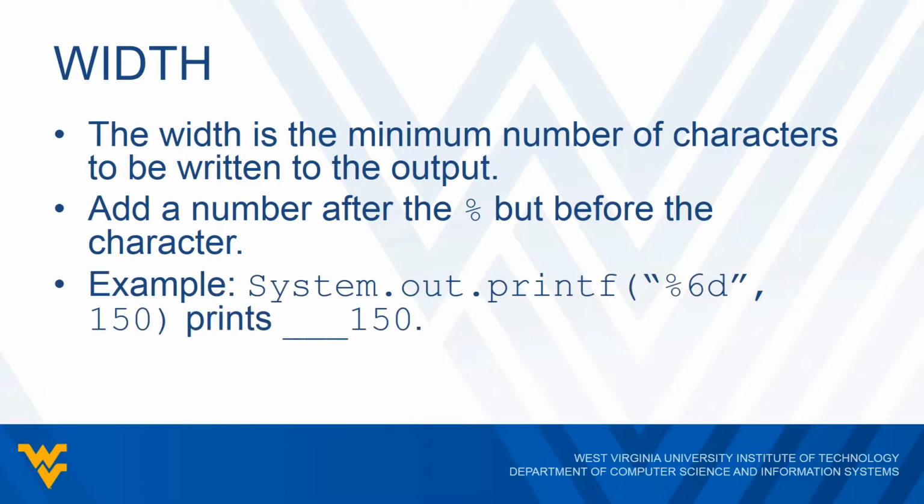So if I want to print a number that has 6 spaces, or at least the width is 6, is probably a better way to phrase it, I would do system.out.printf and then %6d. And remember, once again, this d is going to correspond to the value that I put next. So this would be the 150. So this is going to print 150, but there will be 3 spaces in front of it.